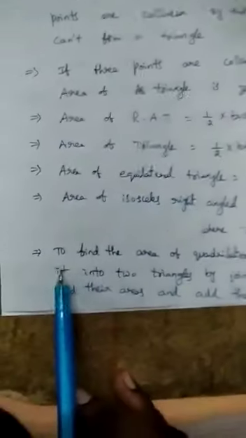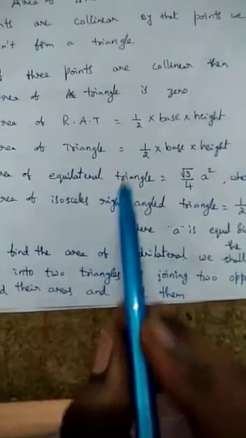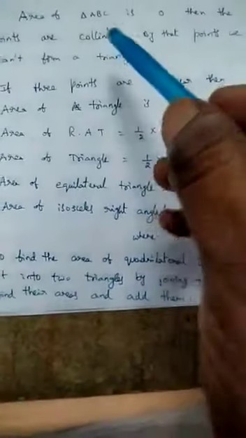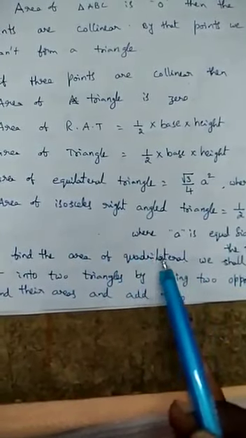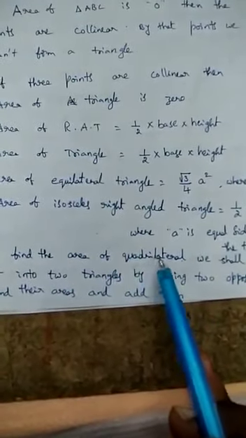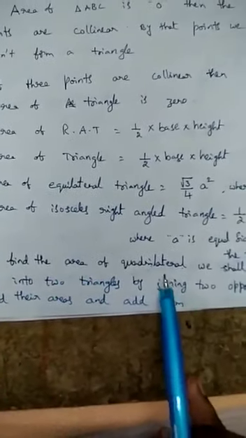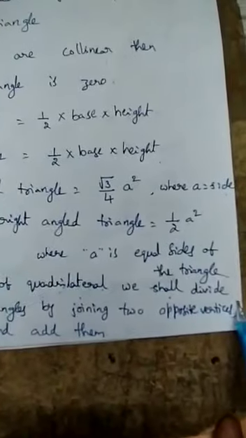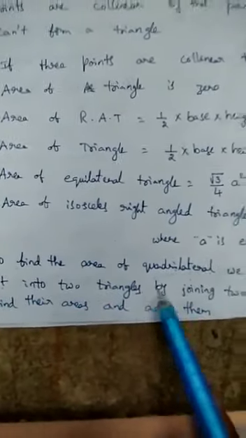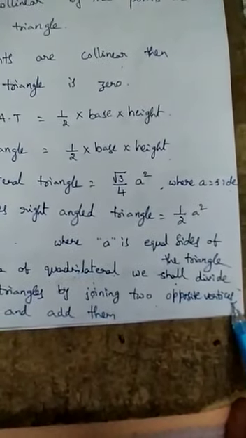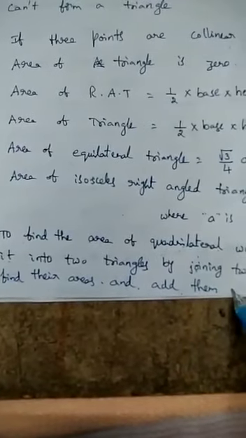Okay, so then coming to finding the area of a quadrilateral, what is that? Triangles have only three sides. A quadrilateral has four sides, meaning square, rectangle, trapezium, parallelogram, rhombus, and so on. To find the area of those quadrilaterals, we should divide them into two triangles by joining the opposite vertices, find their areas and add them.